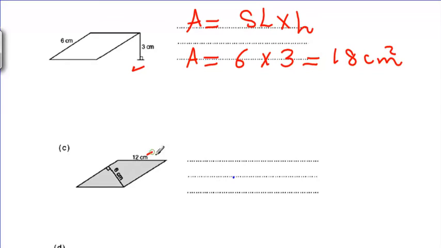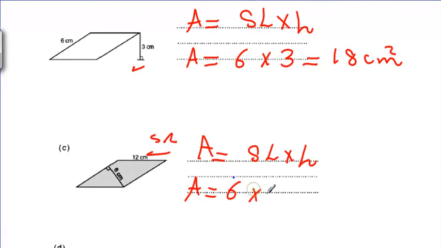In here he gave me the side length and the height again. If you see the perpendicular sign, it means the height. So I will use the same rule, side length times height. Area equal 6 times 12. 6 times 2 equals 12, 2 carry 1. 6 times 1 is 6 and 1 is 7, 72 centimeter square.